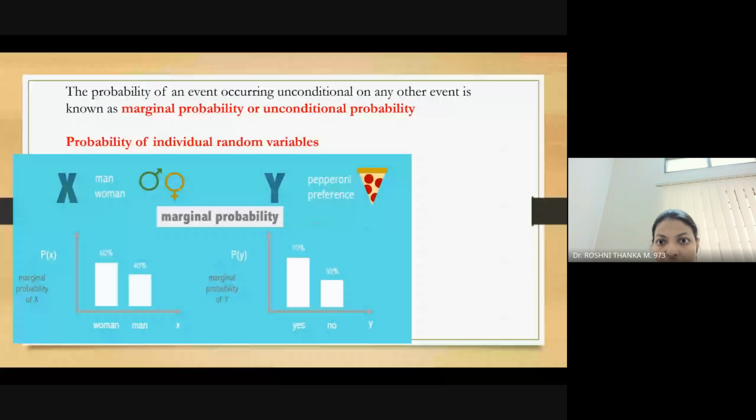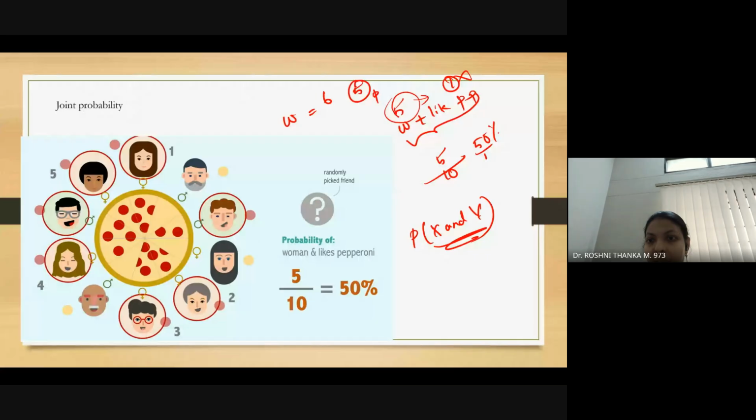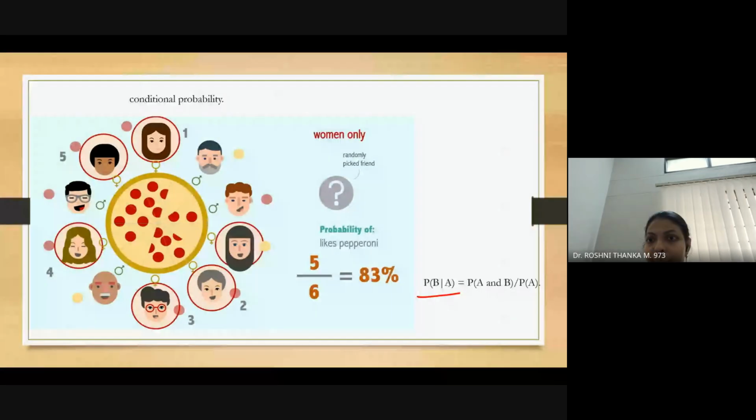So they are not depending on each other. This is probability of x and y. Here two things are depending on each other. So this probability depends on the probability of B given A. So if the event A occurs, then B will occur.